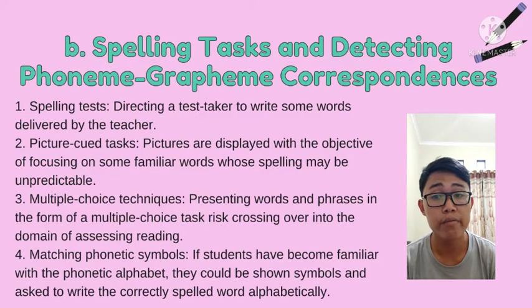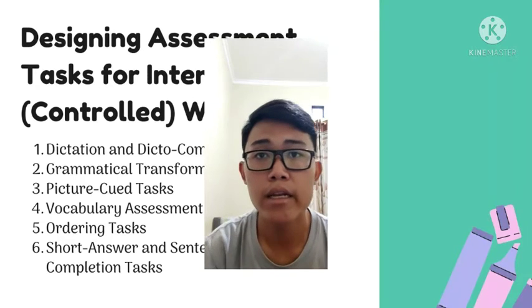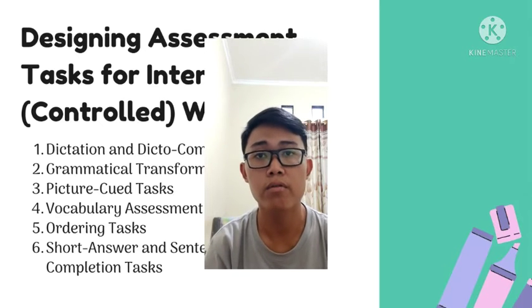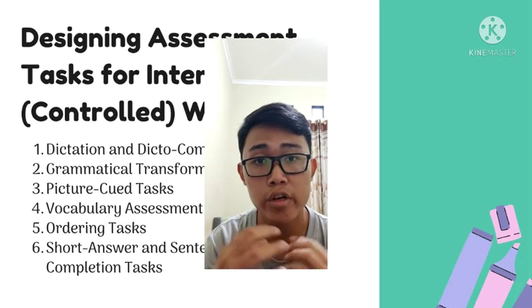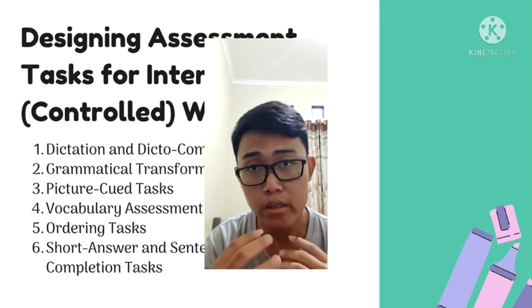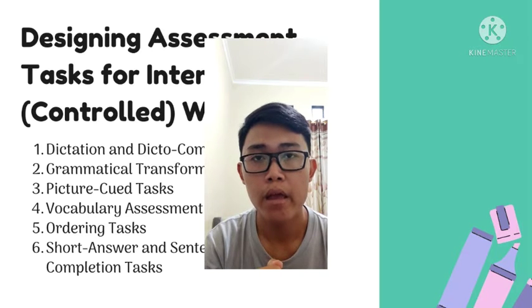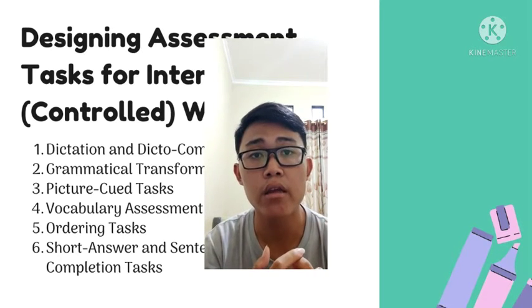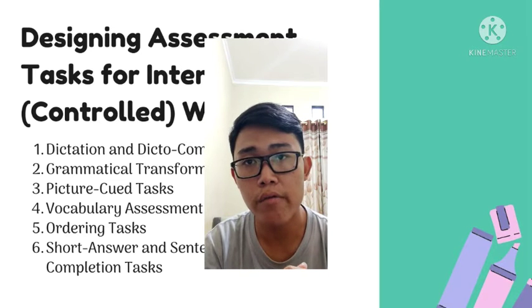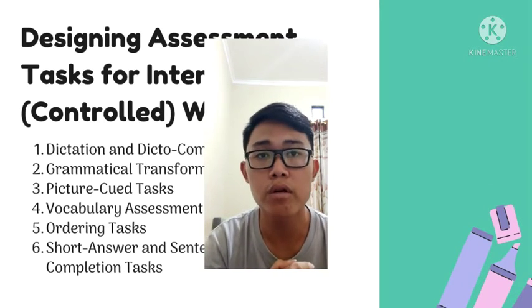If students have become familiar with the phonetic alphabet, they could be shown symbols and asked to write the correctly spelled word alphabetically. Designing assessment tasks, intensive controlled writing. The next level of writing is what second language teacher training manuals have for decades called controlled writing. It may also be thought of as form-focused writing, grammar writing, or simply guided writing. A good deal of writing at this level is display writing as opposed to real writing.